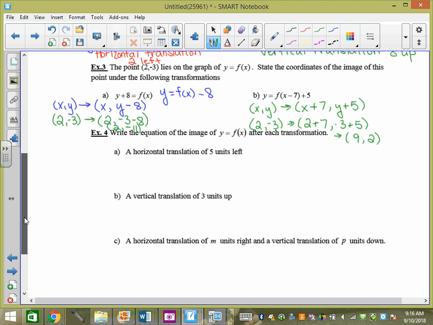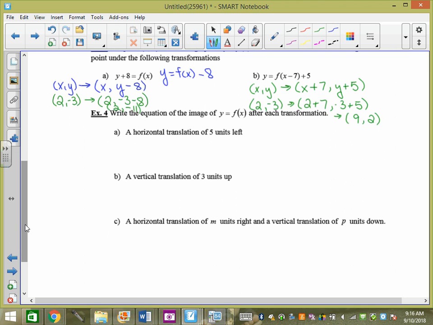Okay. Write the equation of the image of y equals f of x after each transformation. So horizontal translation of 5 units left. So my replacement would be that my x would become what? X plus 5. Yeah, we would take that x out, we'd replace it. That's what replacement notation is. Just a quick look at it, okay? So you have y equals f of x plus 5. That's really what you needed to show me, okay?